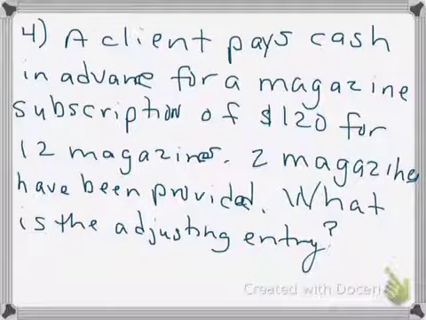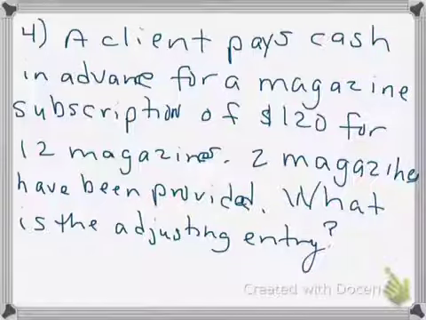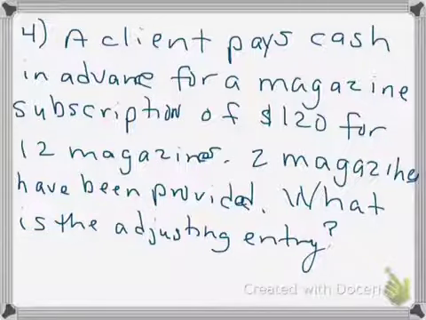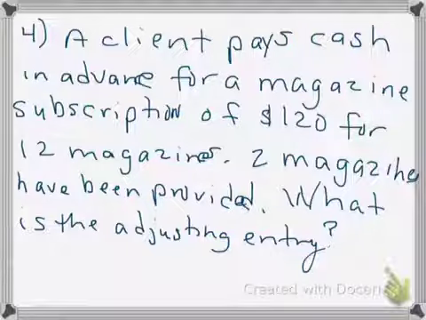The last entry that we have here is that a client pays cash in advance for a magazine subscription to Living Daily of $120, and that is for 12 magazines. Living Daily has only provided 2 magazines as of December 31st, and so we want to know what the adjusting journal entry is going to be in this case. So this is a case of unearned revenue. We have the $120 that is unearned whenever it was issued, and they have done 2 magazines.